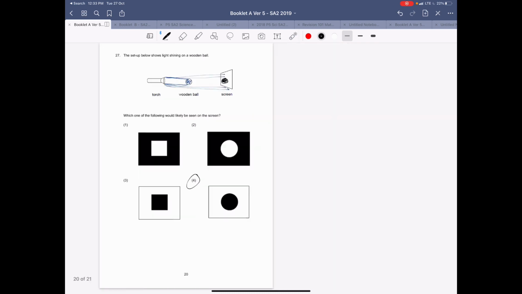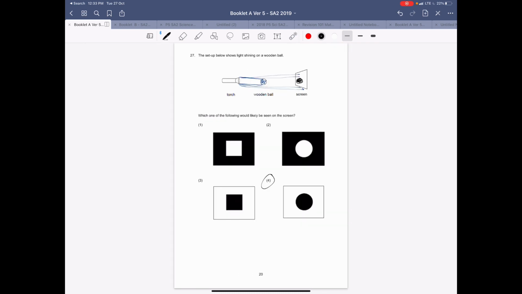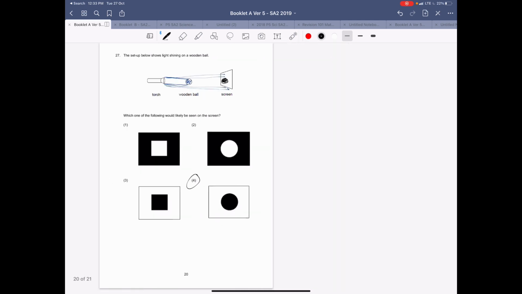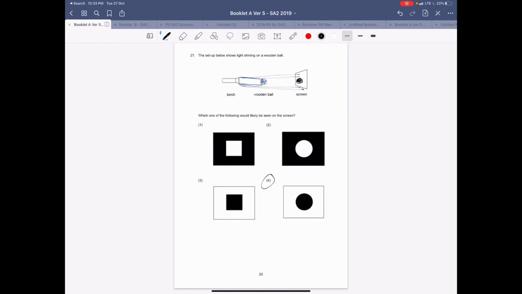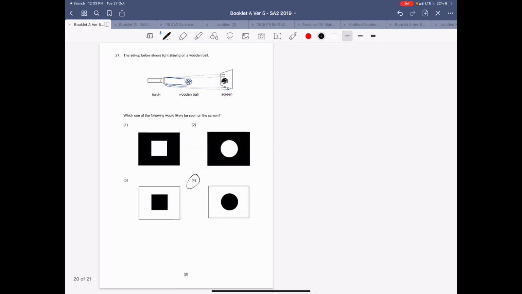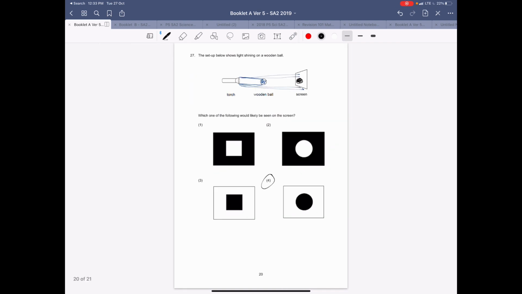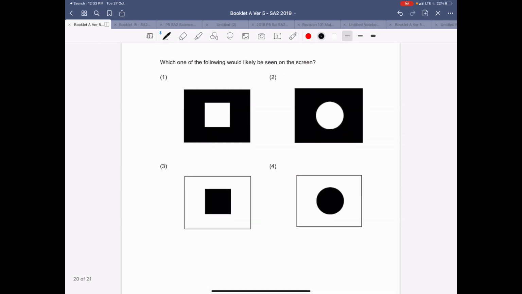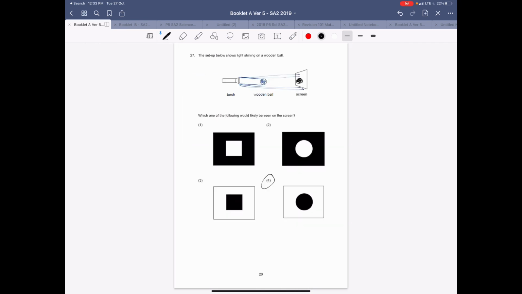Next. This is the infamous question. You better know how to do this. Li Min set out an experiment as shown below. He placed a torch lit at the 0 cm mark, a solid cube at the 3 cm mark, and then a screen at the 8 cm mark. A shadow was formed on the screen. Study the table below. Which of the following arrangements would result in a larger shadow?